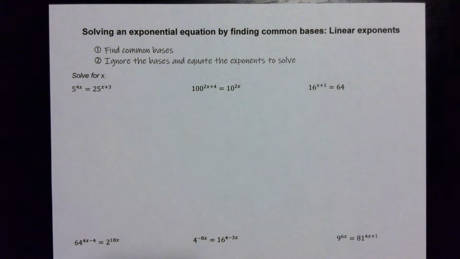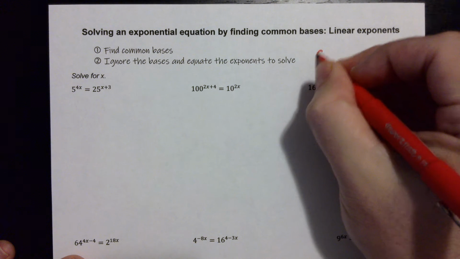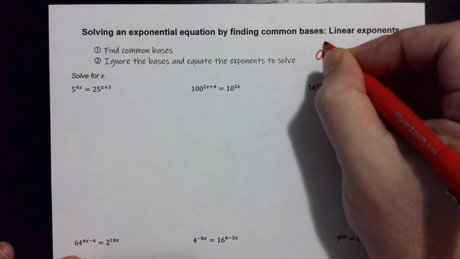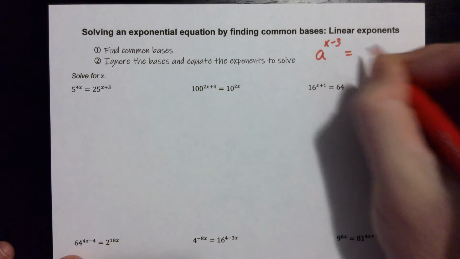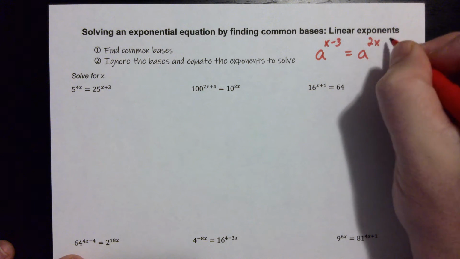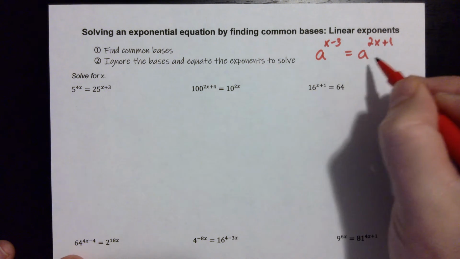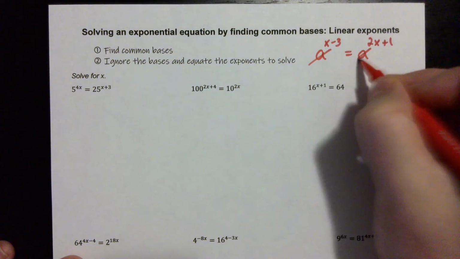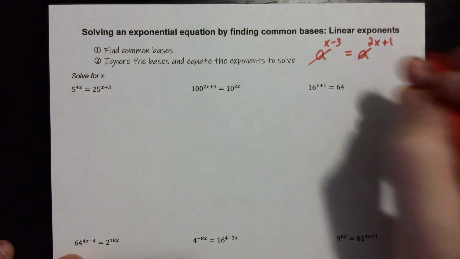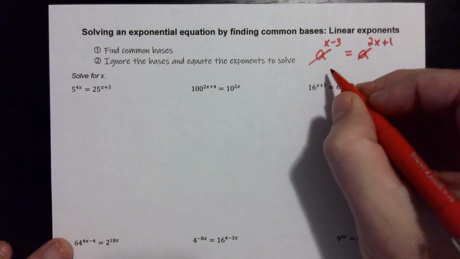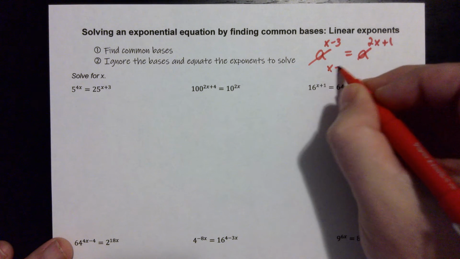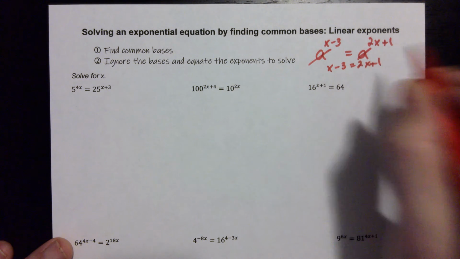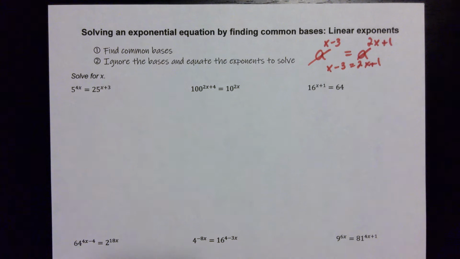If you can make the bases the same, so the rule is, if we have a to the x minus 3 is equal to a to the 2x plus 1, and the bases are the same, then you can just cancel out their bases. Technically you'd be applying a logarithm to both sides, and you would get x minus 3 is equal to 2x plus 1. So you get that exponent, and then you solve for the exponent. All right, so let's take a look at this first one.